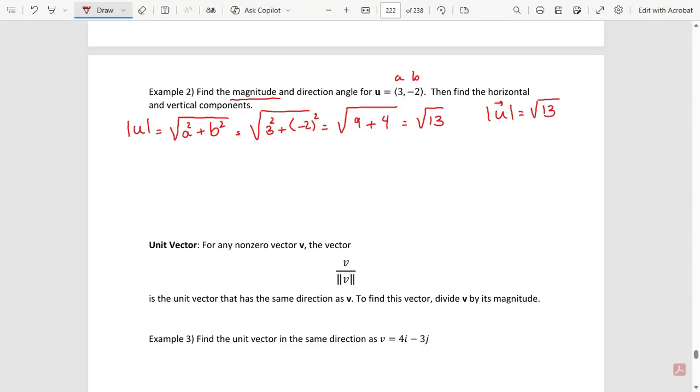To find the direction, we need to find the angle. That means we have to use the tangent formula, because the tangent formula is the only formula that needs just b and a. We can also use the sine and cosine formulas, but since we only need b and a, not the magnitude, it's better to use tangent. So to find the tangent of that angle, we just need to divide b by a. b is -2 and a is 3.